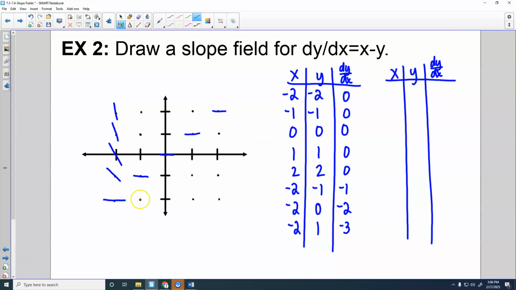So like this next point right here would be -1, -2. That's going to be +1. So I'm going to have a positive slope right here. If I do -1, 0. That's going to give me -1. This one's going to be -2. You start to see like a pattern that's happening in each column here.